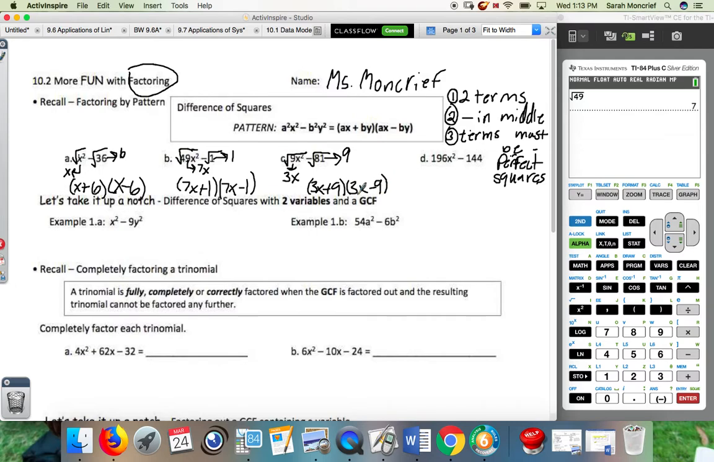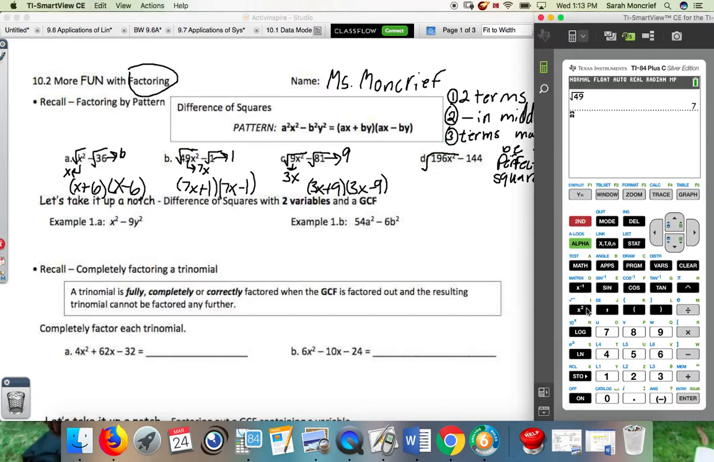Alright, and let's check out our last one, 196x squared minus 144. Well, let's start off. Are there only two terms? Yes, there are. We only have that 196x squared and 144. Is there a minus sign in the middle? Yup. And are these terms perfect squares? Now, I don't know about you, but let's figure out if 196x squared is a perfect square.